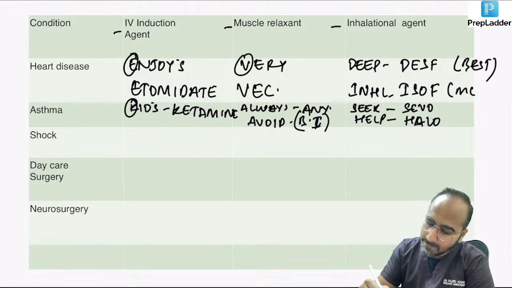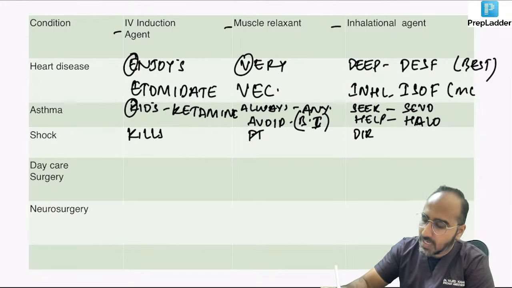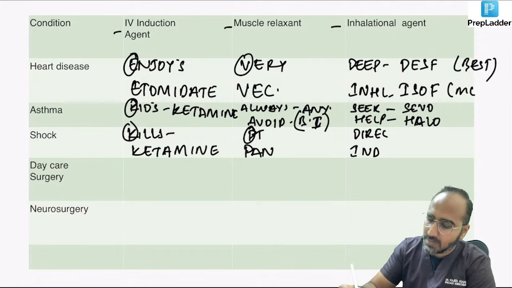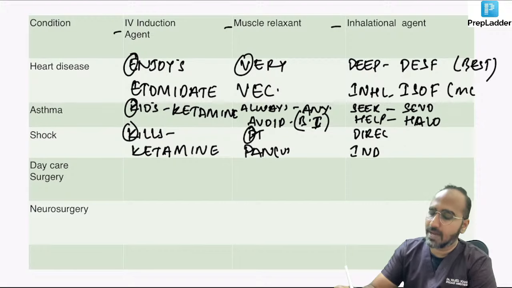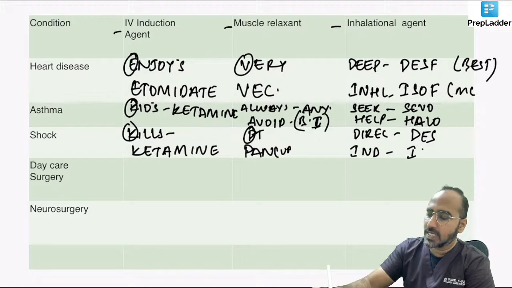Shock patient. Shock kills the patient directly or indirectly. Directly or indirectly, we have to remember this. K stands for ketamine. Ketamine is the IV induction agent of choice in a shock patient. P stands for pancuronium. Remember, pancuronium. Pancuronium can be given in shock. It increases the BP and pulse rate. Directly or indirectly, D stands for desflurane, I stands for isoflurane.